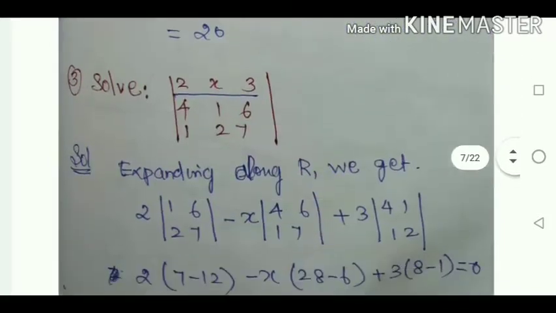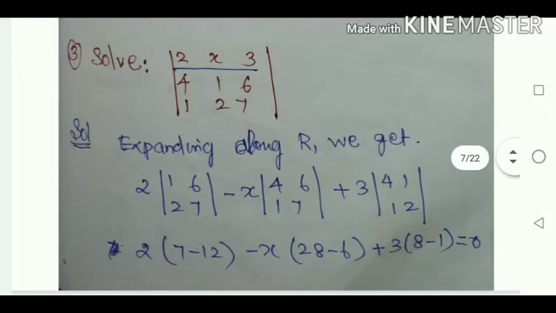Then third sum: solve |2 x 3; 4 1 6; 1 2 7|. Solve is nothing but finding the value of x. Here also you expand along R1, the same method. 2 into the minor of 2, where the first row and first column are eliminated, we are getting 1 6; 2 7. Minus x into, first row second column eliminated, we are getting 4 6; 1 7, plus 3 into, first row third column eliminated, we are getting 4 1; 1 2.